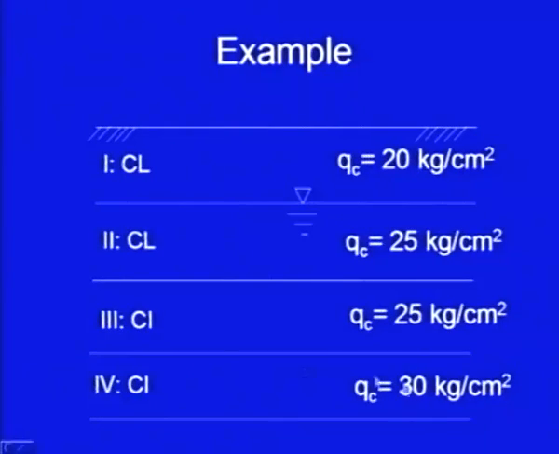Let me give an example of how you can solve problems using this method. Let us say this is the ground surface, and these are the clay layers, and here is the water table, and we have measured the QC values using the SCPT test, and these are the values 20, 25, 25 and 30 and so on.